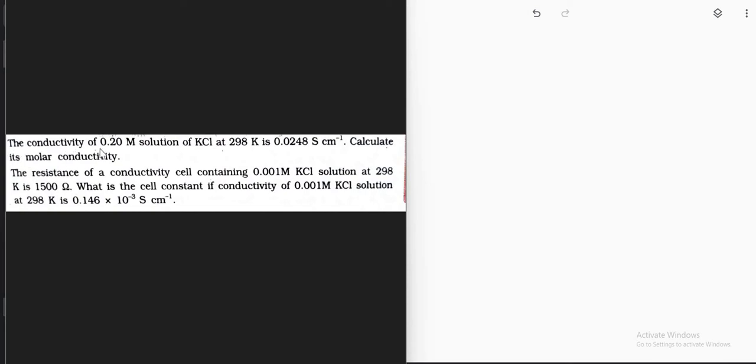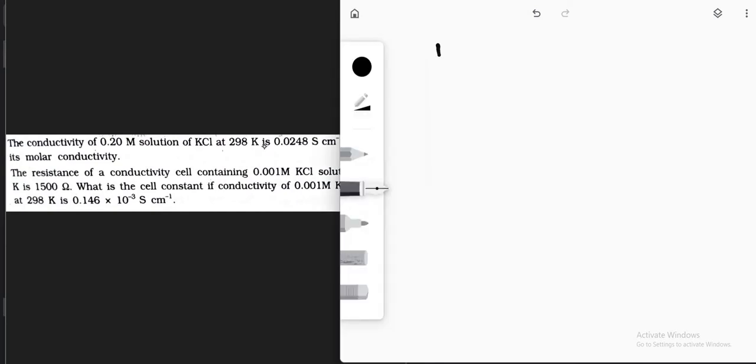The conductivity of a 0.2 molar solution of potassium chloride at 298 Kelvin is 0.0248 Siemens centimeter inverse. Okay, conductivity is given. Conductivity means kappa. The kappa value is given in Siemens centimeter inverse unit, and they are asking to calculate its molar conductivity. Calculate its molar conductivity.